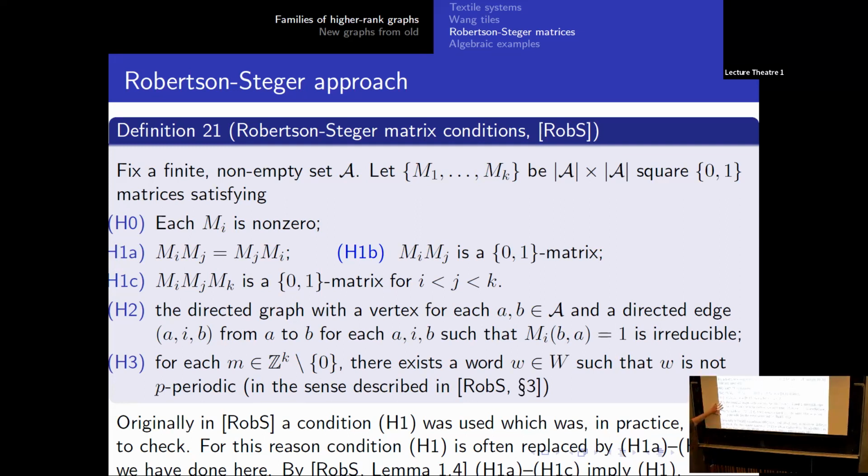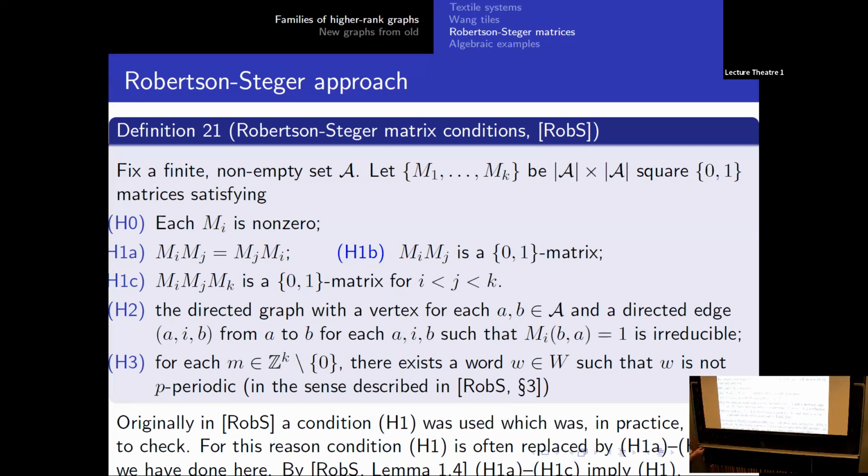The last 2 conditions are not terribly necessary for them being a K graph. So first of all, each MI is non-zero. They commute, and most interesting of all, they triple product and the double product are 0, 1, which is kind of hard for a set of matrices to do. Examples they were dealing with happen to have that property, but this is a tricky condition.